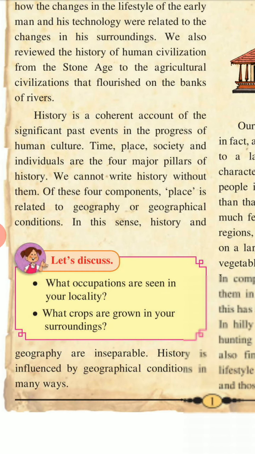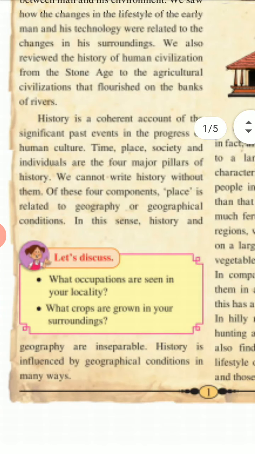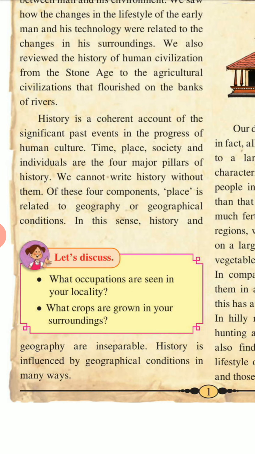History is a coherent account of the significant past events in the process of human culture. Time, place, society, and individuals are the four major pillars of history. We cannot write history without them. Of these four components, place is related to geography or geographical conditions. In this sense, history and geography are inseparable.